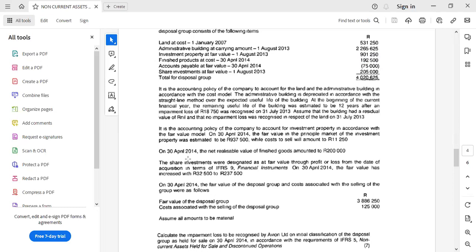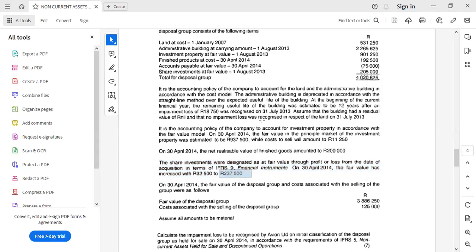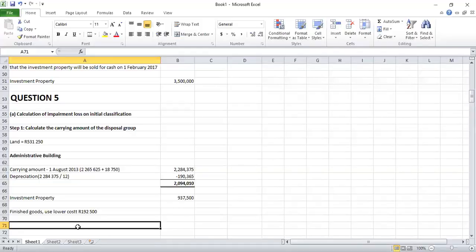Share investments. The share investments were designated at fair value through profit or loss from the date of acquisition in terms of IFRS 9. On 30 April 2014, the fair value has increased with 32,500 to 237,500. So the fair value will be 237,500. Right, so we'd say share investments $237,500.